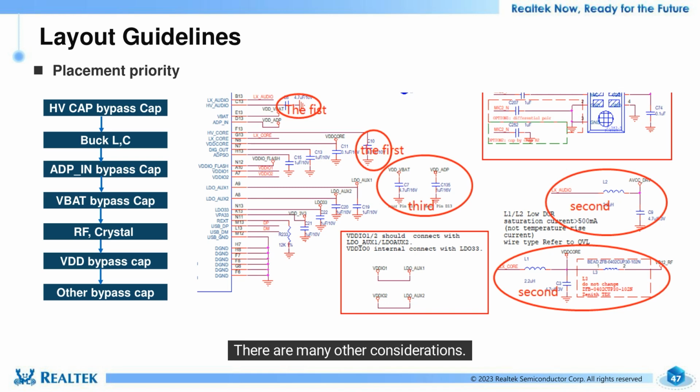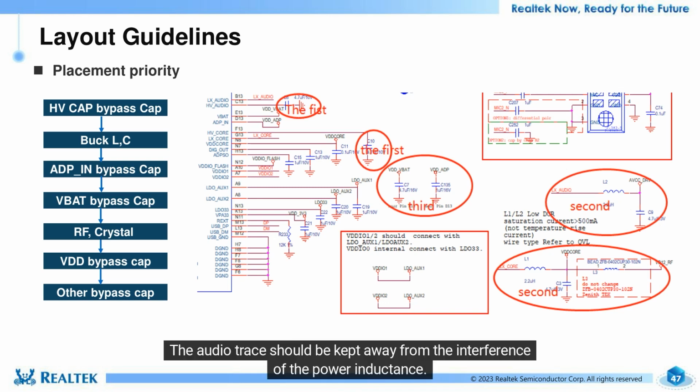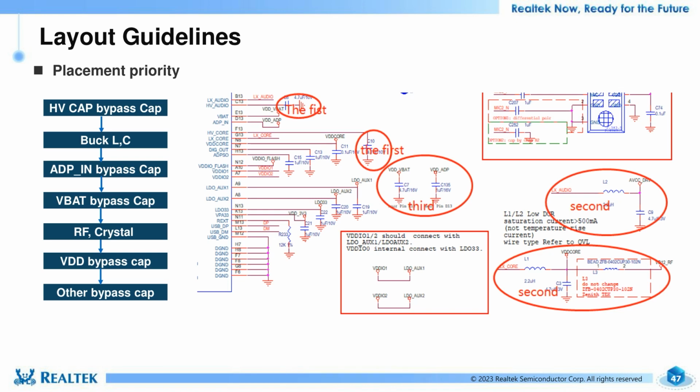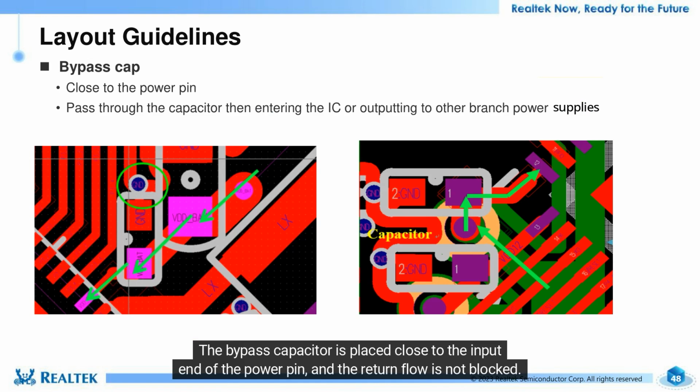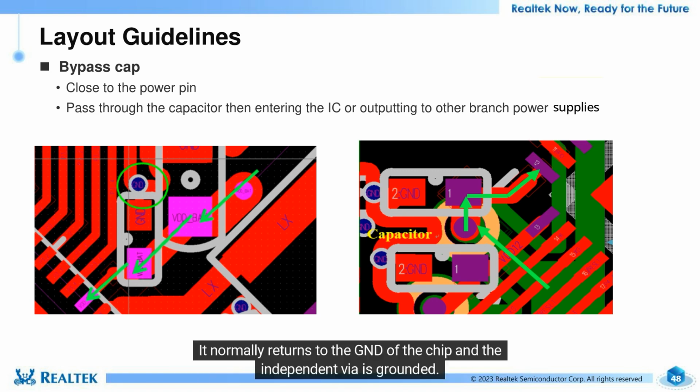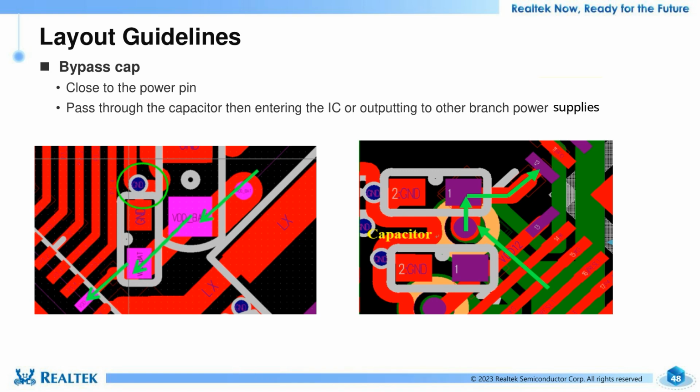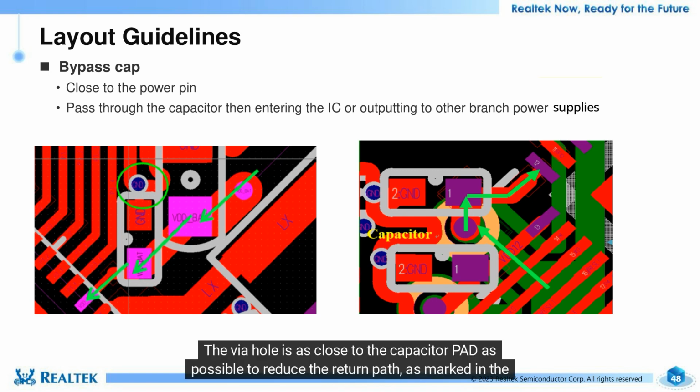There are many other considerations. The audio trace should be kept away from the interference of the power inductance. Bypass CAP: the bypass capacitor is placed close to the input end of the power pin, and the return flow is not blocked. It normally returns to the GND of the chip and the independent via is grounded. The via hole is as close to the capacitor pad as possible to reduce the return path, as marked in the figure below. The power traces must pass through the capacitor before entering the IC or outputting to other branch power supplies.